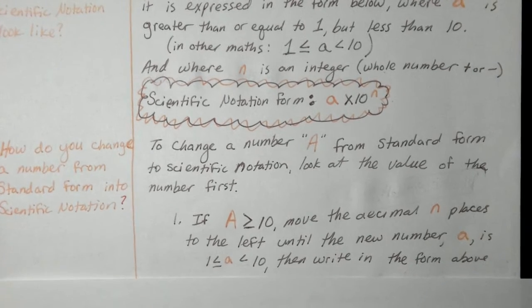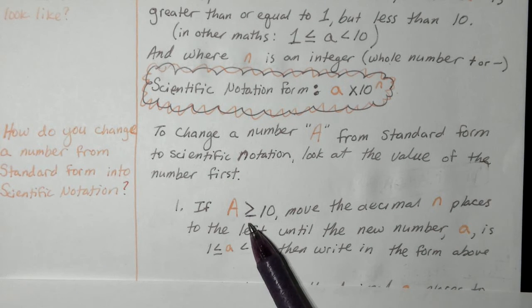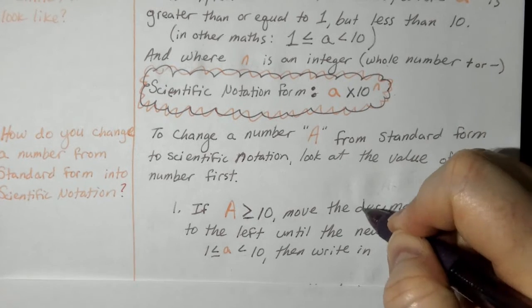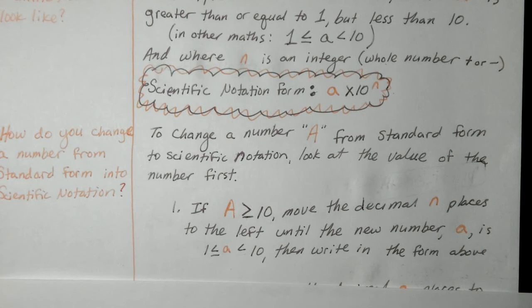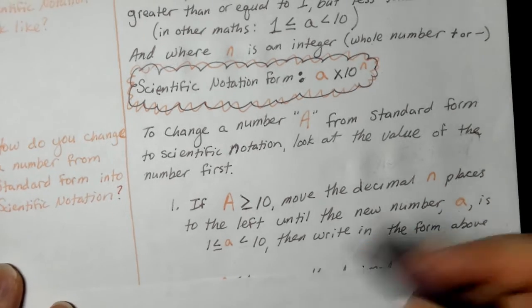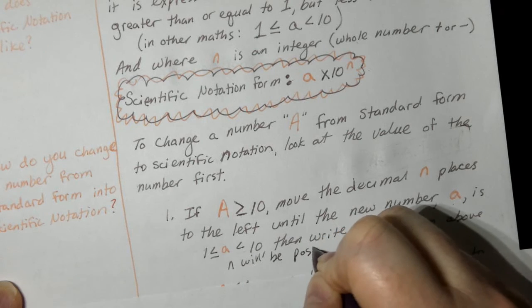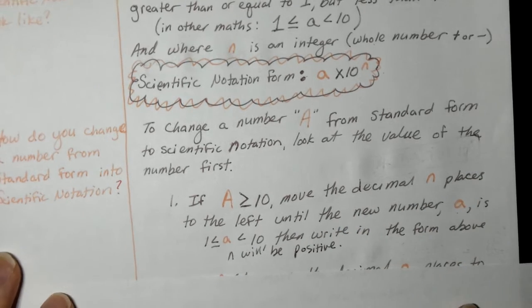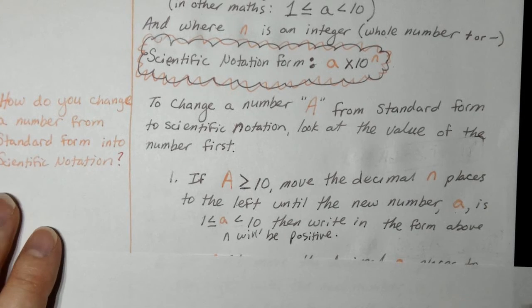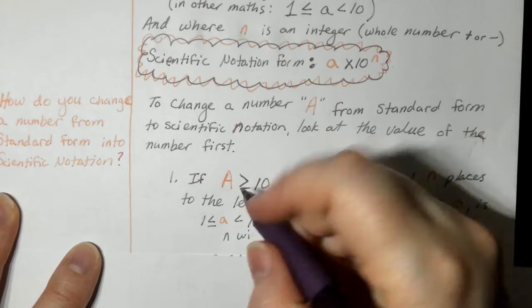So if that A, which can be any number, is greater than or equal to 10, we have to move the decimal n places to the left until the new number a is between 1 and 10. And then we write it in the form above. And if we do that, n will be positive. We will cover that a little bit later, but I'm just going to put that in there right now because I forgot it before.